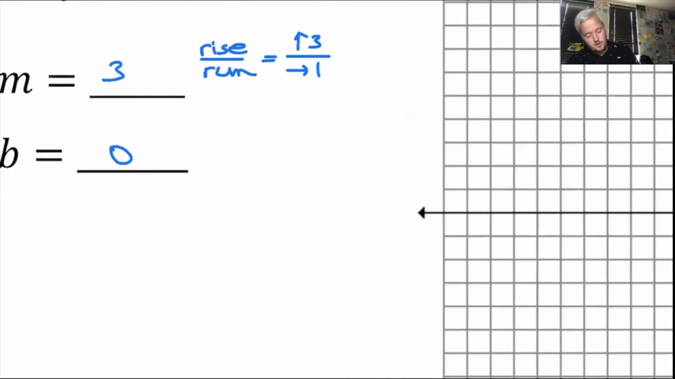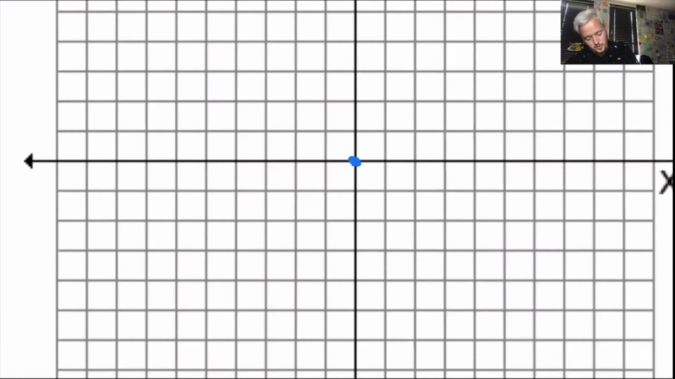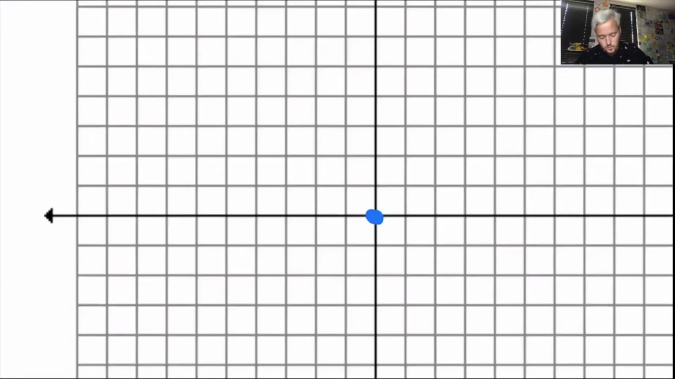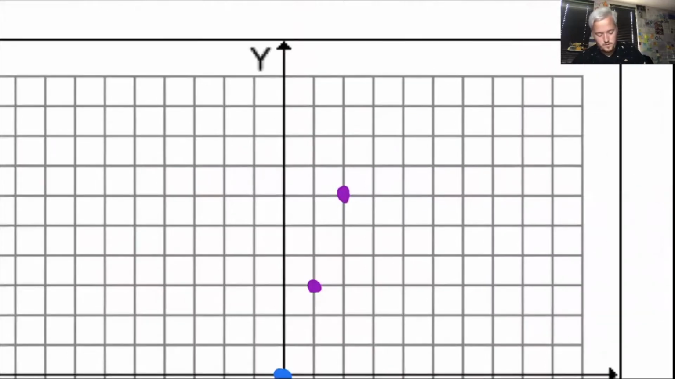So we're going to start at the origin again. So this means we're going to be starting at 0, 0. So same as before, plot a point. And now I want to go up 3, right 1. So 1, 2, 3, and then right 1, and then plot a point. So same idea for the next one. So 1, 2, 3, right 1, plot a point. So 1, 2, 3, right 1.